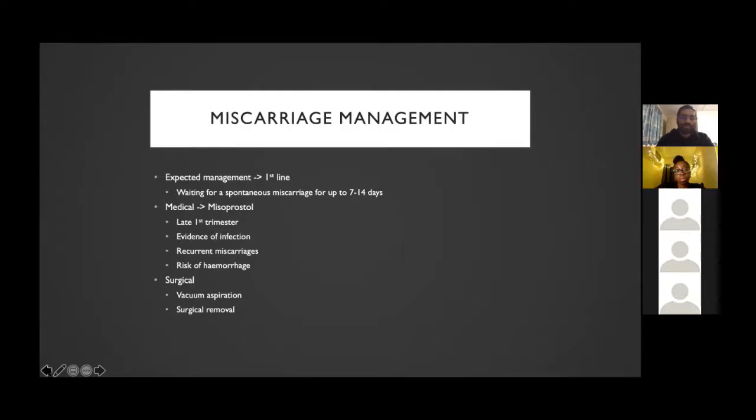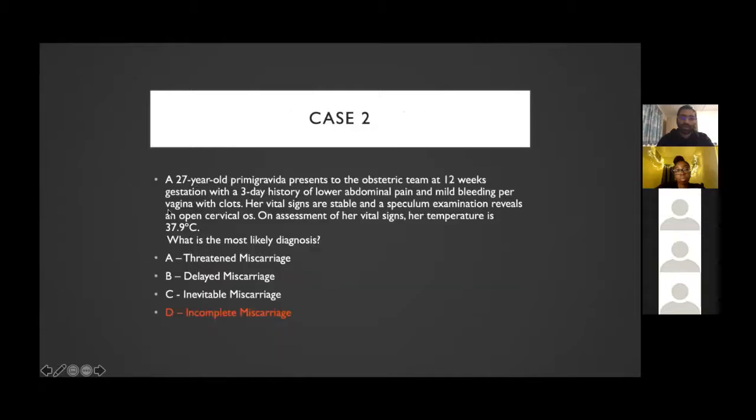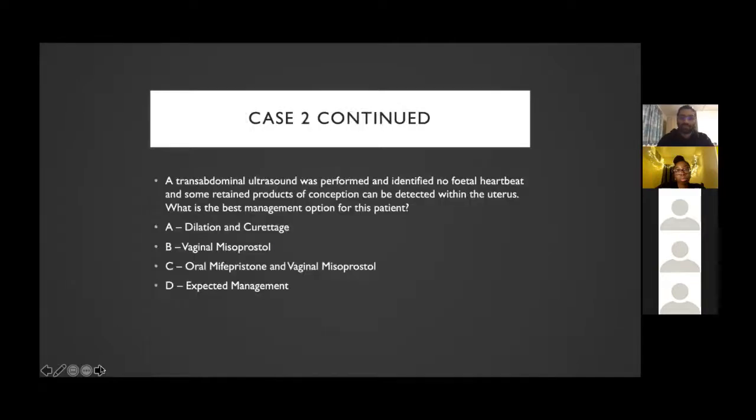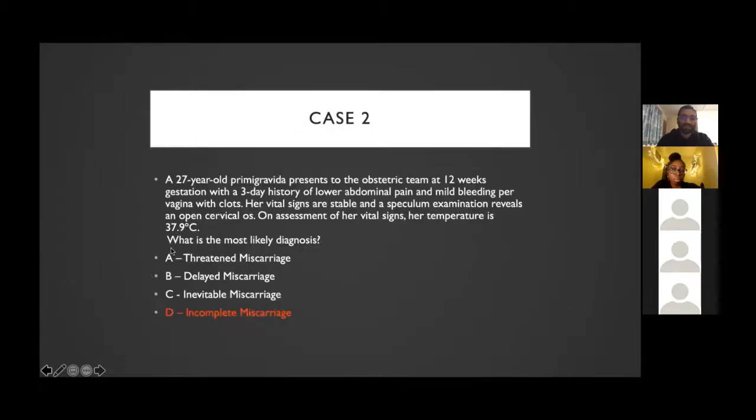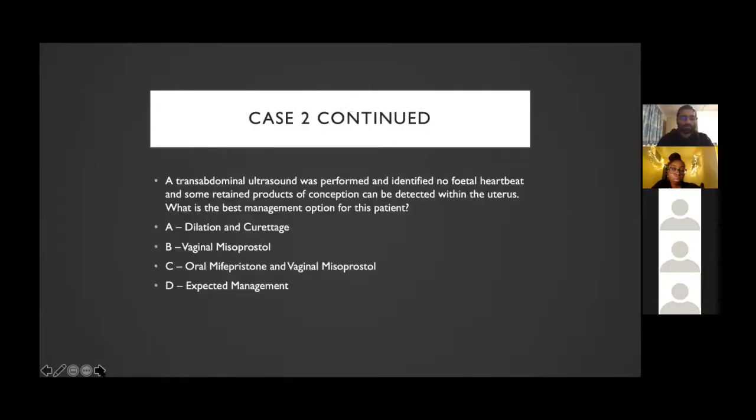So this patient, if we go back, she's 12 weeks. And if you know your trimesters, 12 weeks is basically at the end of her first trimester. And miscarriages, if they were to happen earlier, would be around 6 to 10 weeks. So because it's late first trimester, you'd want to medically manage it, and that's vaginal misoprostol. She's also got a potential sign of infection because of 37.9, but that's borderline.